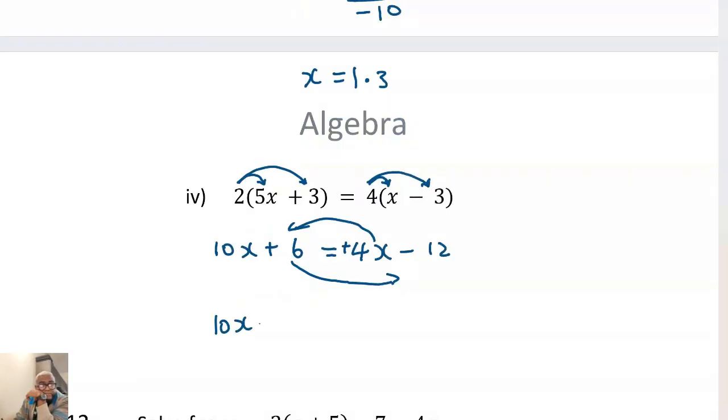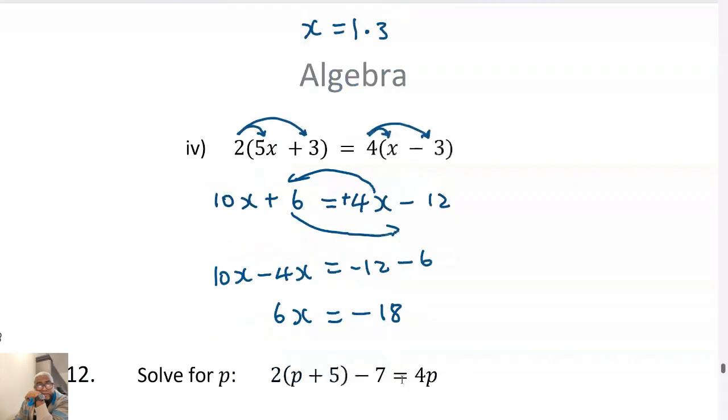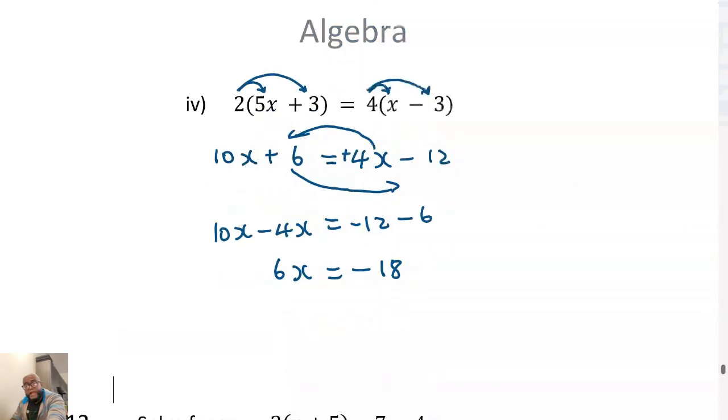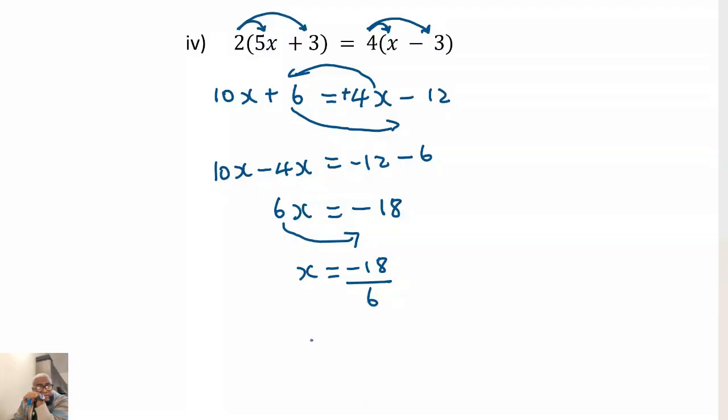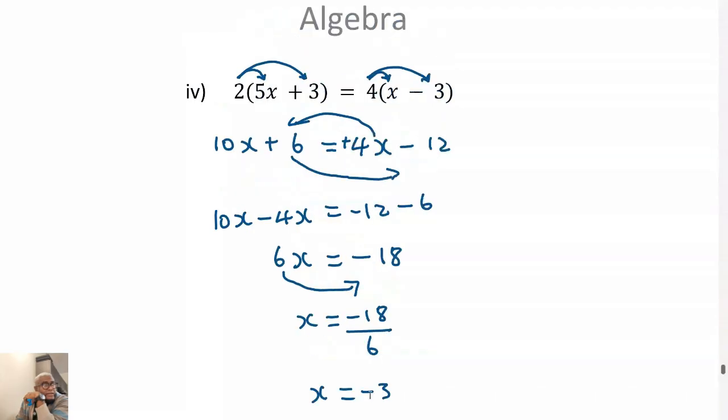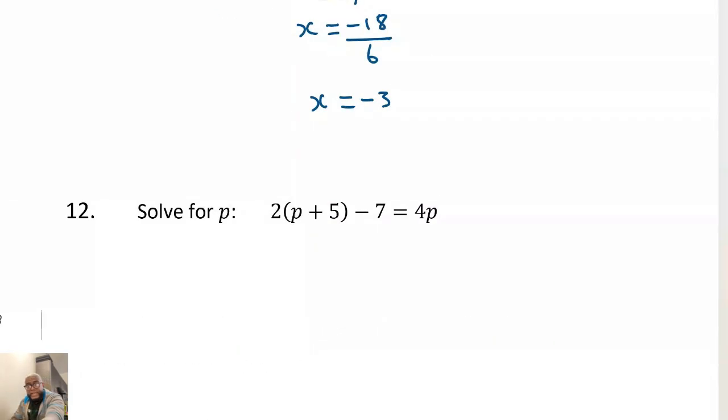10x minus 4x equals negative 12 minus 6. 10x minus 4x would be 6x is equal to negative 18. Negative 12 minus 6 would be 18. You're carrying 6 here. What are you doing with it? x would be negative 18 divided by 6. What do we do next here? Negative 18 divided by 6. x is equal to negative 3. Everybody good there? And last question for the day.